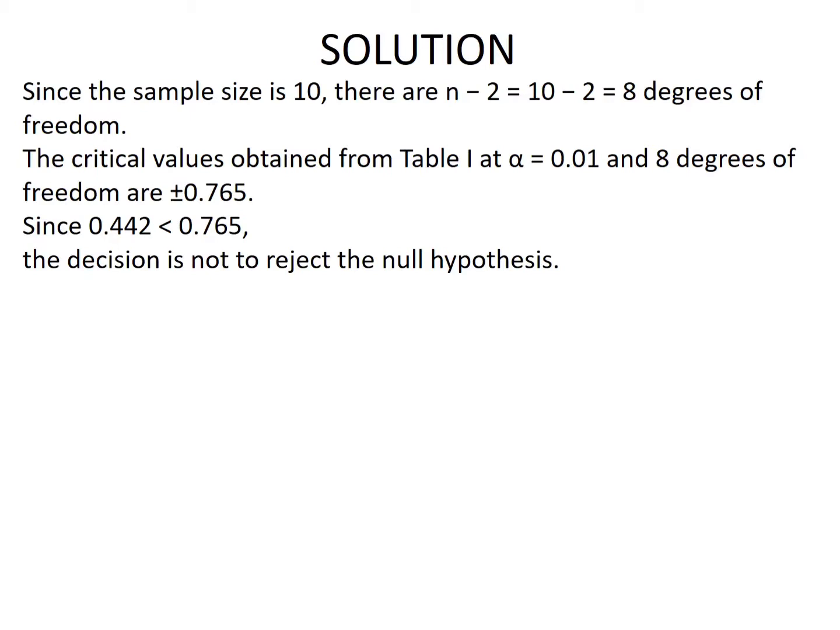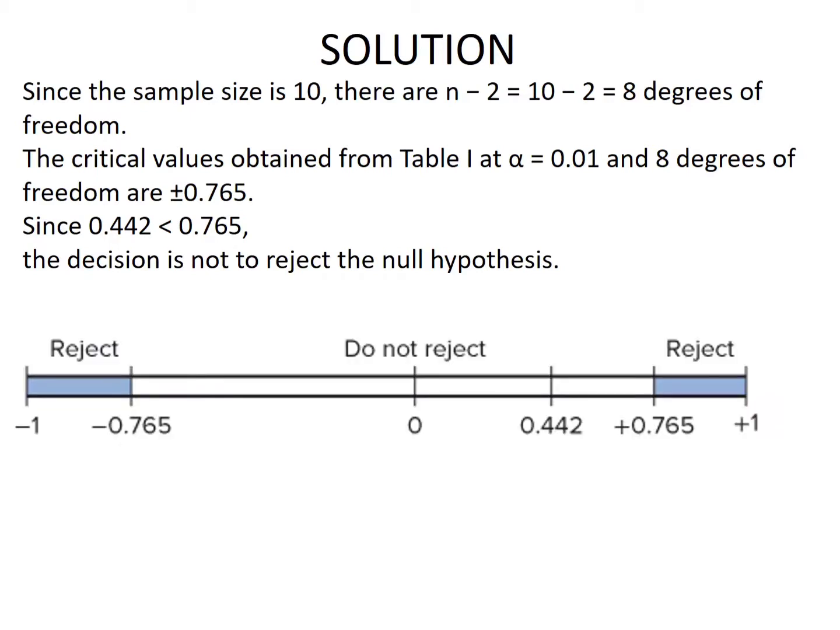So anytime we are using table I, what we do is compare directly to the critical value that we have, which is what we have been doing even in the previous problem. So we fail to reject the null since 0.442 is less than 0.765. Remember, we rejected the null because 10 was greater than 2.776. However, in this case, 0.442 is less than 0.765, so we do not reject the null.